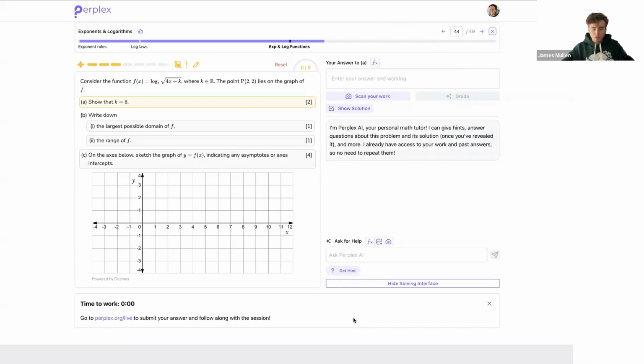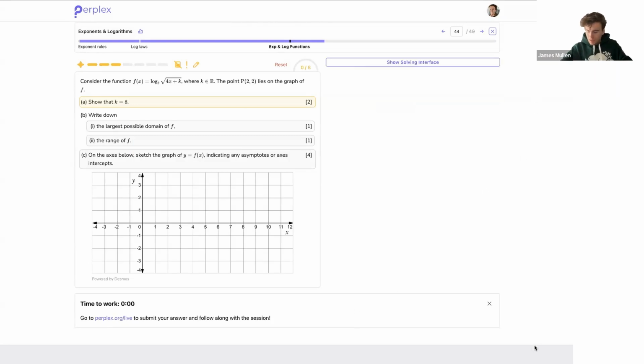Okay, let's start. I'm going to make some room on the right-hand side. And I know that the point 2, 2 lies on the graph of f, which means that f of 2 should be equal to 2. Let's plug that into the expression. Log base 2 of the square root of 4 times 2 plus k should be equal to 2.